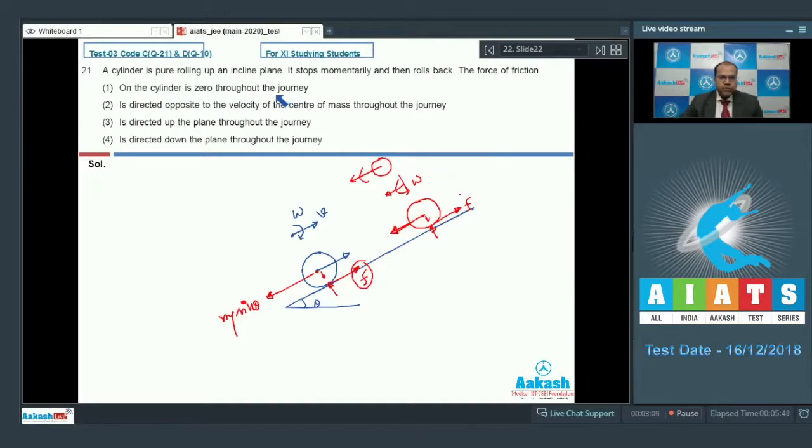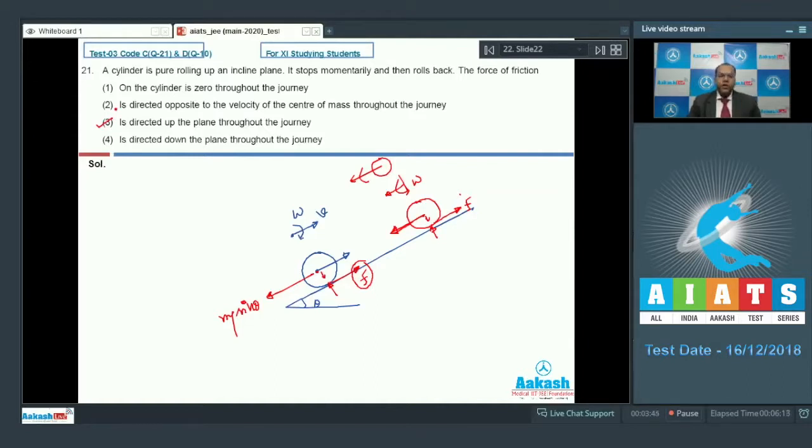So option one is wrong. In option two, it is directed opposite to the velocity of center of mass throughout the journey. The velocity of center of mass when it is up the incline is in this direction, and friction is also acting in this direction so as to reduce the angular velocity. Third option, it is directed up the plane throughout the journey. So option three is correct. Option four, it is directed down the plane throughout the journey. So option three is correct and four is wrong. So the correct answer for question number 21 is option three.